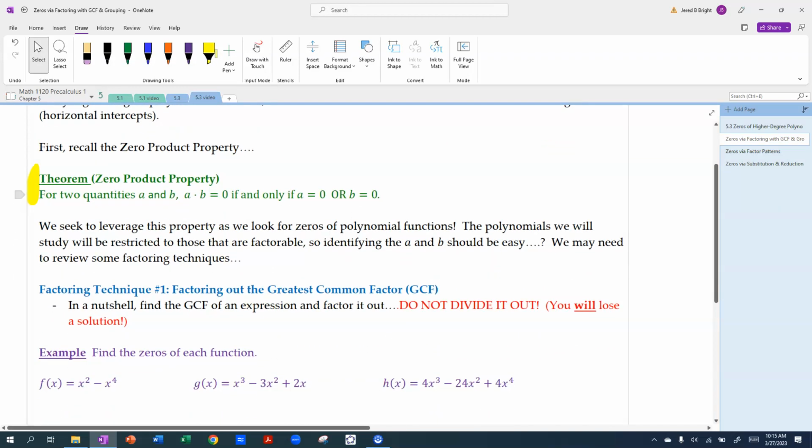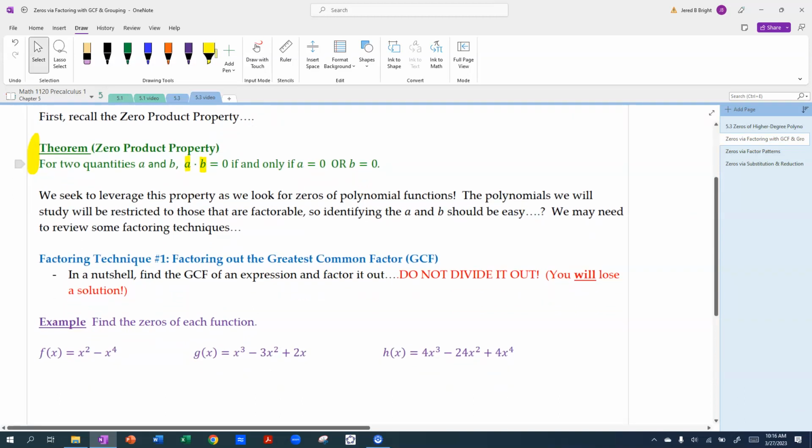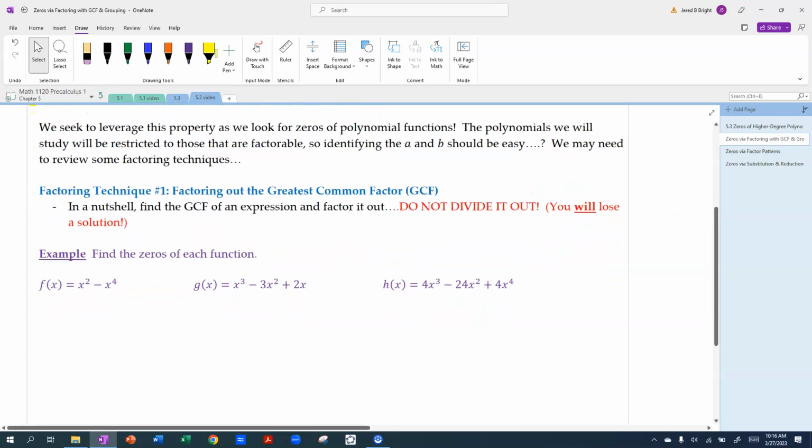Okay, so we want to use this as much as possible, but in order to do this, we have to have it nicely presented as A times B, and it's not always presented to us that way. Okay, and so what we're going to try and do is get it into A times B by factoring. The first method that we're going to talk about with factoring is to try and factor out the greatest common factor. Greatest common factor is just what is common to every single term. Okay, so we want to try and factor it out. We don't divide it out because if we divide, we lose the solution.